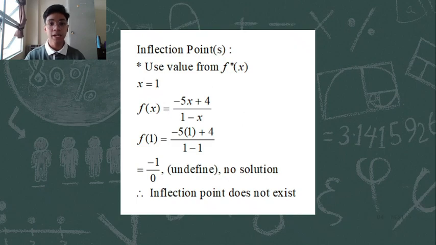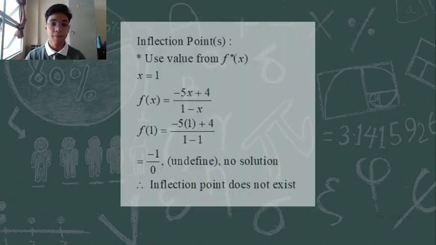And now we will proceed where it asks us to find the inflection point. So for the inflection point, we will use the value from f double prime x, where we got just now is x equal to 1. We will substitute it into our first function given, the equation given function. And after we substitute it, we will get a value. But in this question, we got the value negative 1 over 0. This means it's undefined. So that this means that in this particular function, inflection point does not exist.